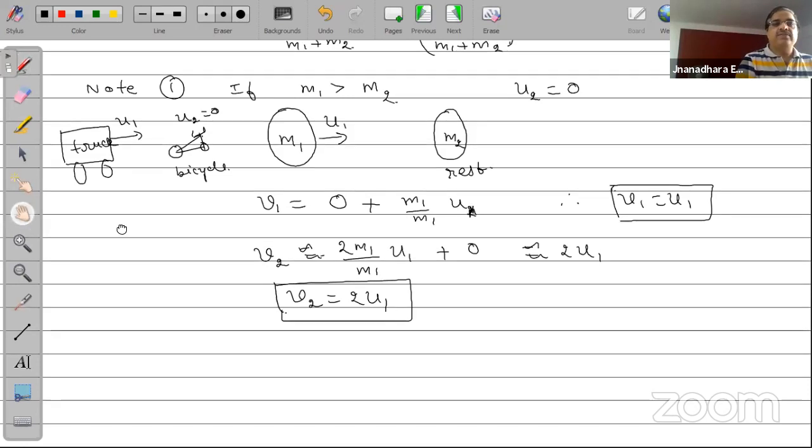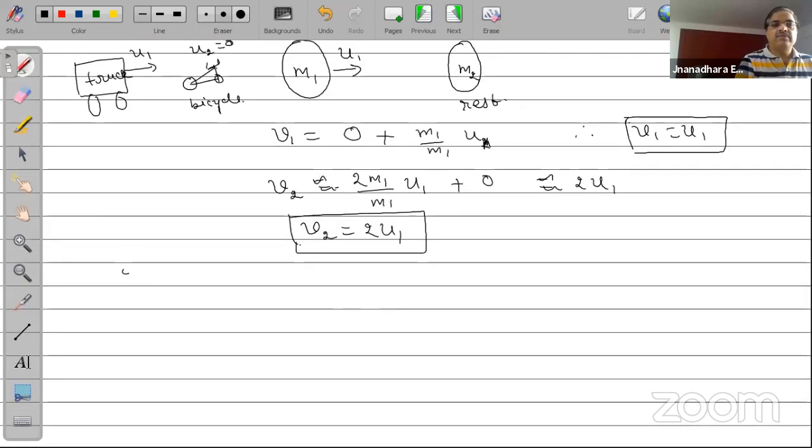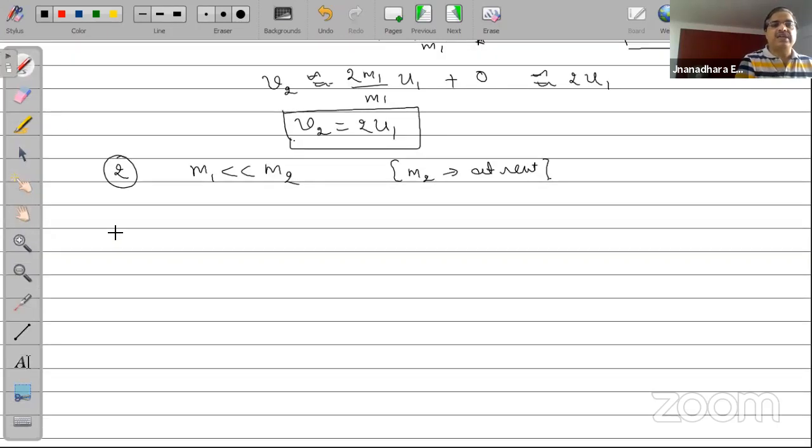All right. Same way, note 2. We will say that now m1 is very small when compared to m2, and also keep m2 at rest. Same problem, but the only thing is I'm making m1 smaller when compared to m2. So this is a case when you have a ball coming and hitting a wall.